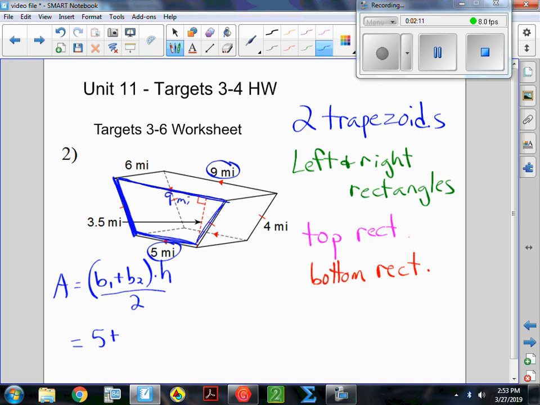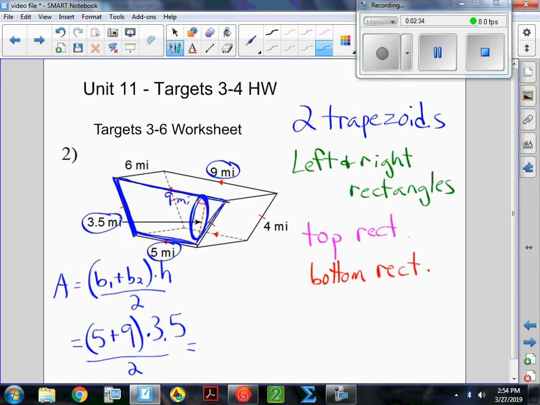I don't know why they use miles, MI, for the units. It's a little excessive. 5 miles long and 9 miles long. But 5 plus 9 times the height. The height's given right here, perpendicular distance between the 2 bases. It's 3.5. And then divide by 2.